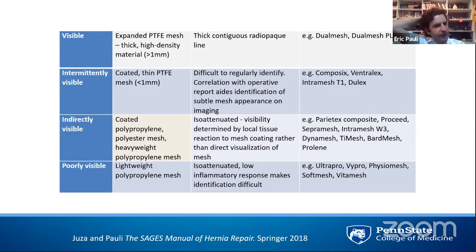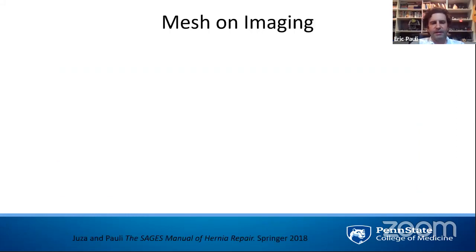Dr. Horn showed this slide earlier from a paper that Dr. Yuza wrote for the SAGES Manual of Hernia Repair. Obviously there is a wide array of meshes that could be added to this. Just realize that the thinner the mesh, the less the material, the less the coating, the less likely you are to see it. So ultra lightweight and lighter weight meshes become poorly visible. Some earlier versions of this slide that we adapted this from say invisible, and that's not true, okay? They can be very hard to see, but they're not invisible, and you can learn how to find them.